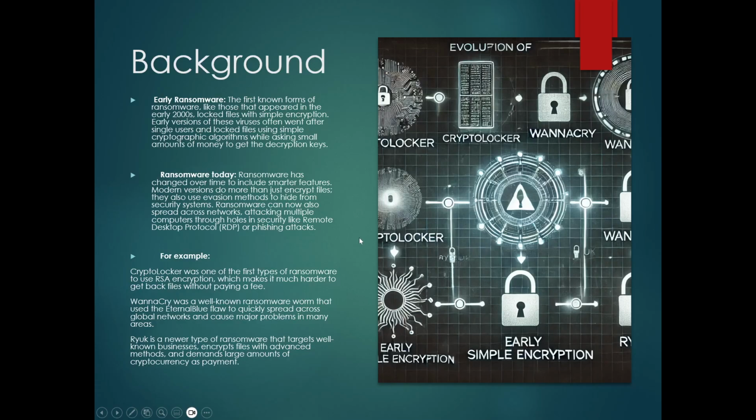Now, the first known forms of ransomware, like those that appeared in the early 2000s, locked files with simple encryption. Early versions often went after single users and asked for small amounts of money to get the decryption keys. Today it has changed over time to include a lot more smarter features. Modern versions do more than just encrypt files. They use evasion methods to hide from security systems, as well as spread across networks, attacking multiple computers through loopholes in security like remote desktop protocol or phishing attacks.